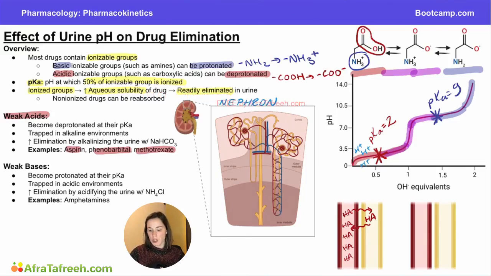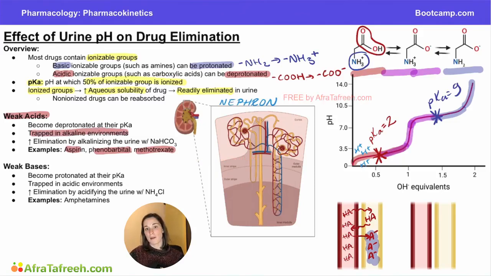But if we make the pH in the urine a lot more basic, once the drug absorbs from the capillaries to the tubules, it's going to very efficiently lose that proton and become charged. And once it's charged, it's much harder for this form of the drug to make it across the membranes of the tubules and the capillaries in order to get back into the bloodstream. So effectively, it gets trapped in that alkaline environment.